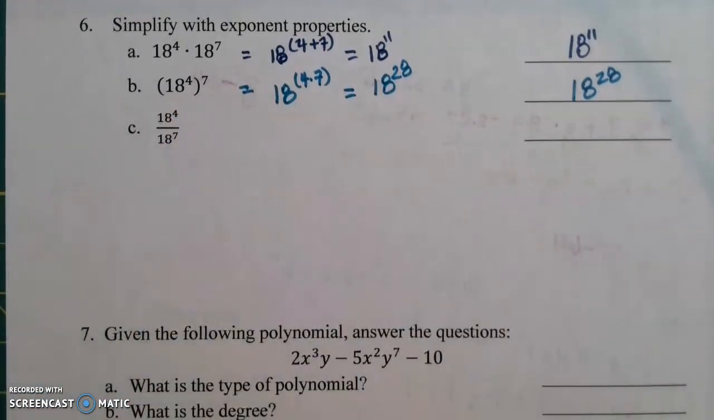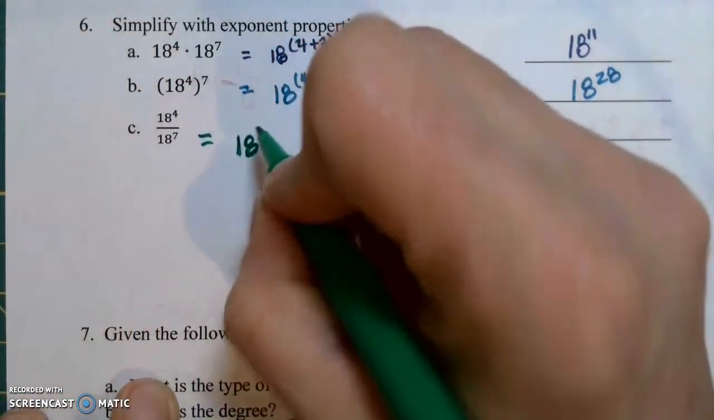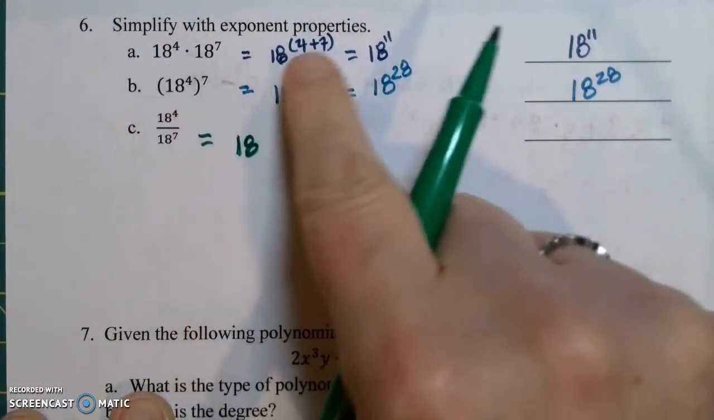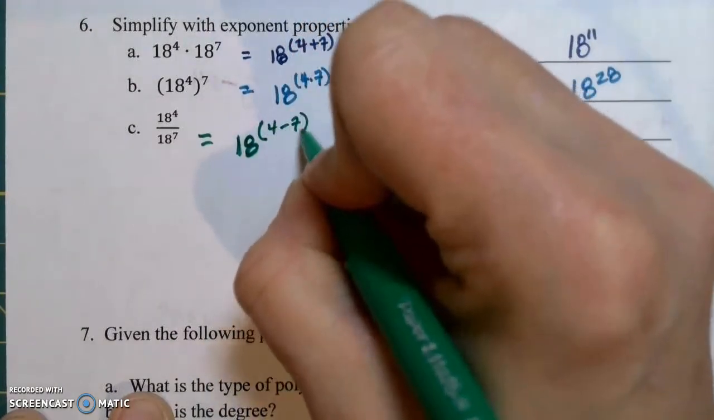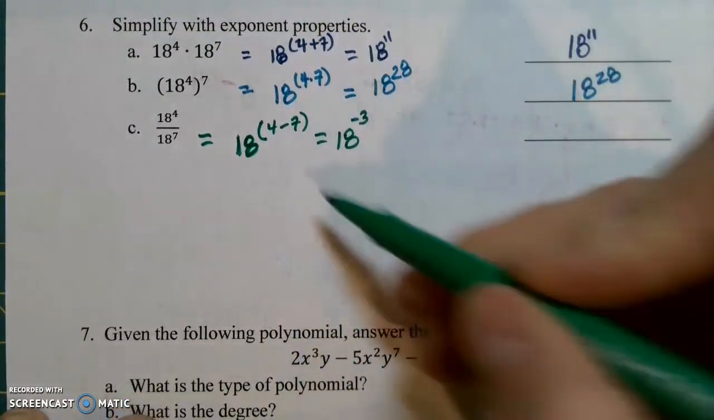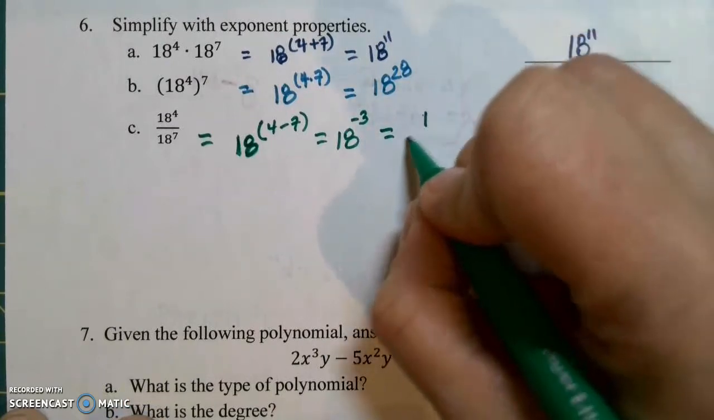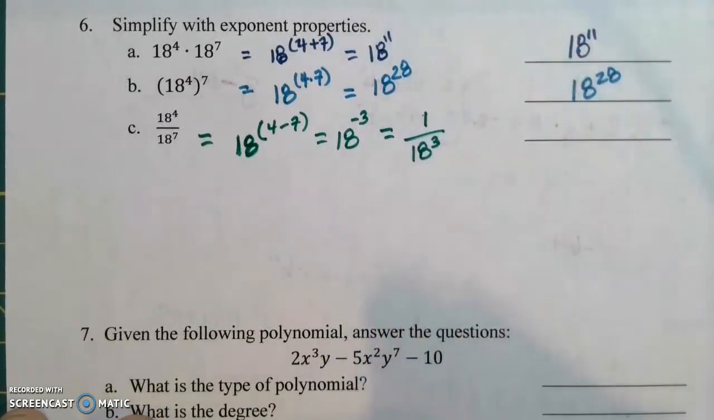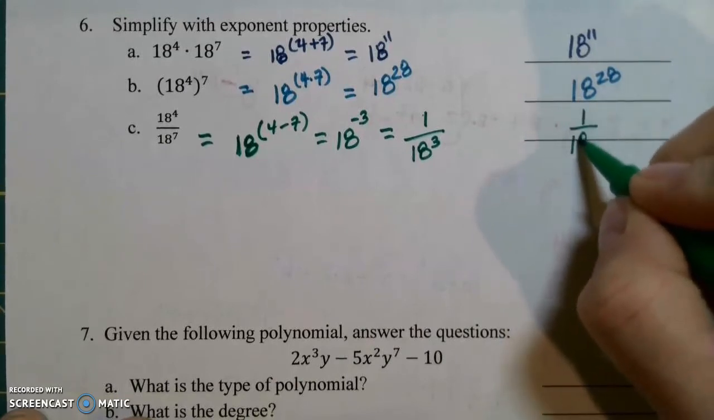And then part C, we have a quotient of powers. Remember, that's where we are going to subtract the powers. So if we multiply them together, we add the powers, and if we're dividing them, we are going to subtract the powers. So 4 minus 7. Here we would get 18 to the -3, but we can't leave it as a negative value for that exponent. So we are going to take the reciprocal by putting it in the denominator. And since we took care of that negative portion of the exponent, that is now gone, and I just have 1 over 18 cubed.